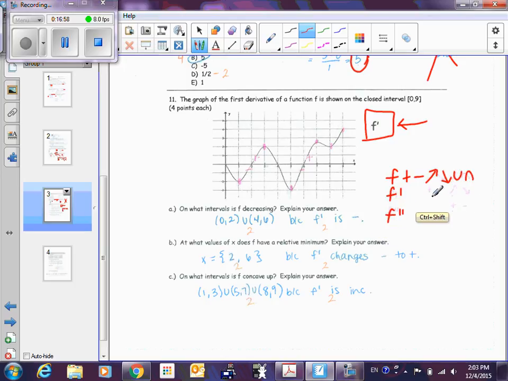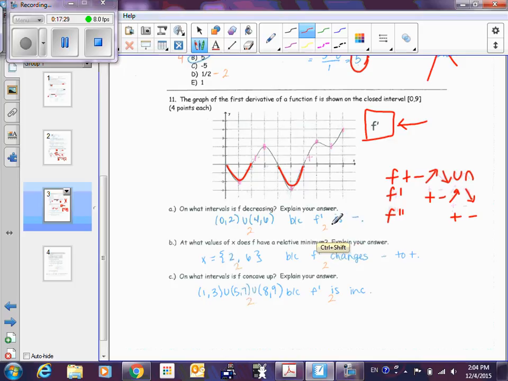Again, you may not like this, but if you got every single one of these wrong, then you need a new strategy. So f is decreasing. So I look in the f row and I say, oh, decreasing, that means f prime is negative. Since this is the graph of f prime, I'm looking for where this graph is below the x-axis. 0 to 2 and 4 to 6. That's how you find those numbers.